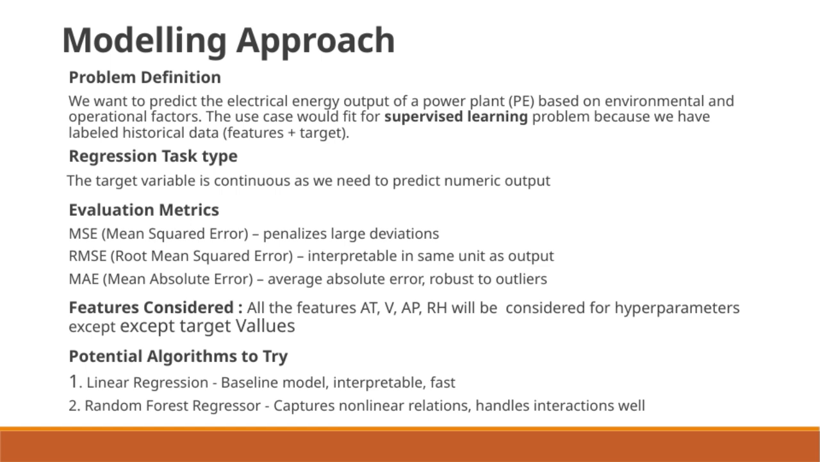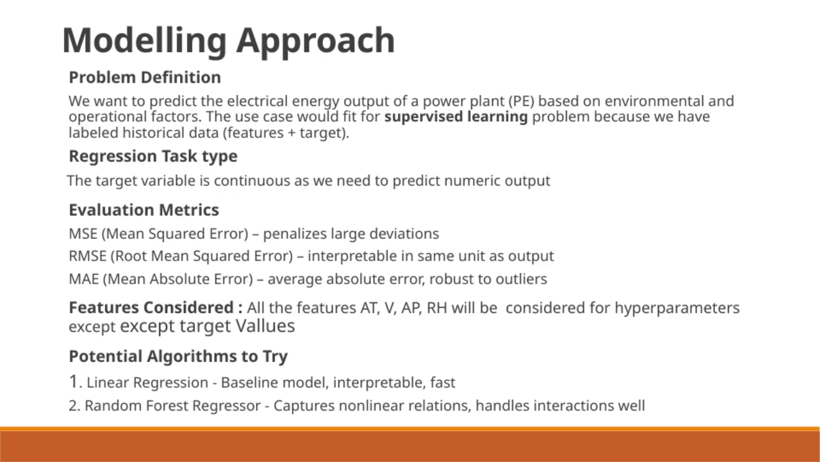Now, regarding the features we'll consider, we'll include all available environmental variables, like AT, V, AP, and RH, except for the target value itself. These features will be key in tuning our model's hyperparameters. As for the algorithms to try first, we'll start with a simple linear regression model. It's fast, interpretable, and serves as a good baseline.